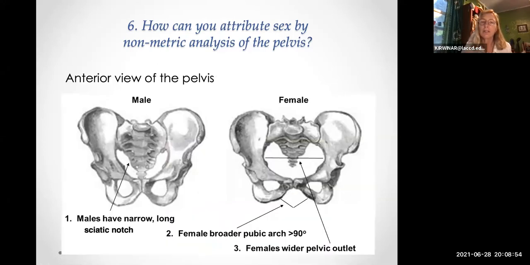Number two, look at the pubic arch. Females have a pubic arch of around 90 degrees or greater. Males have a pubic arch that is more narrow, less than 90 degrees. And number three, look at the pelvic inlet. Typically, the pelvic inlet for females is like a wide heart, and the pelvic inlet for males is more narrow.